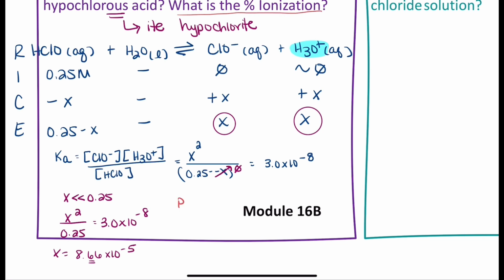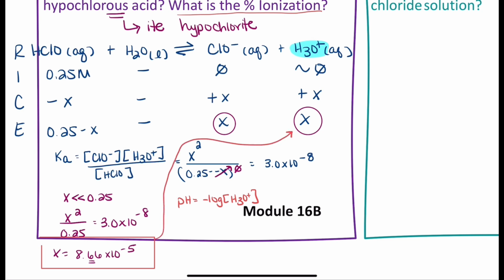When I want pH, remember what pH is. pH is the negative log of the H3O plus concentration. But what did I just solve for? X represents that concentration. So my pH is negative log of 8.66 times 10 to the negative 5. This gives me a pH value of 4.06.